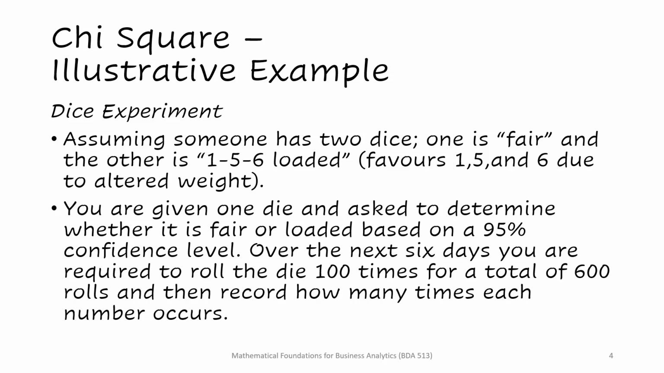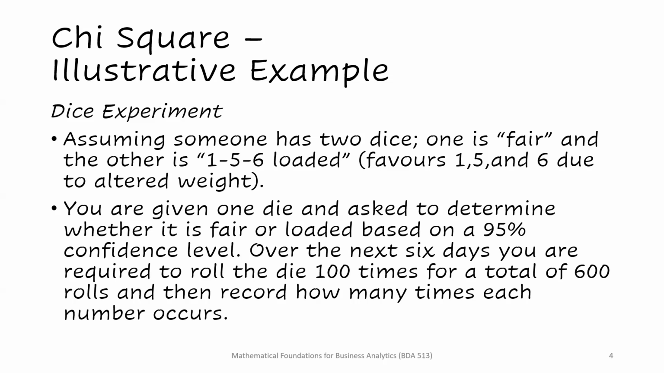Let's say the weight of a die has been altered a bit so that it shows 1, 5, 6, for instance. That means that most of the time when we throw it, it's going to show either 1, 5 or 6 instead of the others, 2, 3, and 4. So we have one die that is fair, and one die that is loaded.